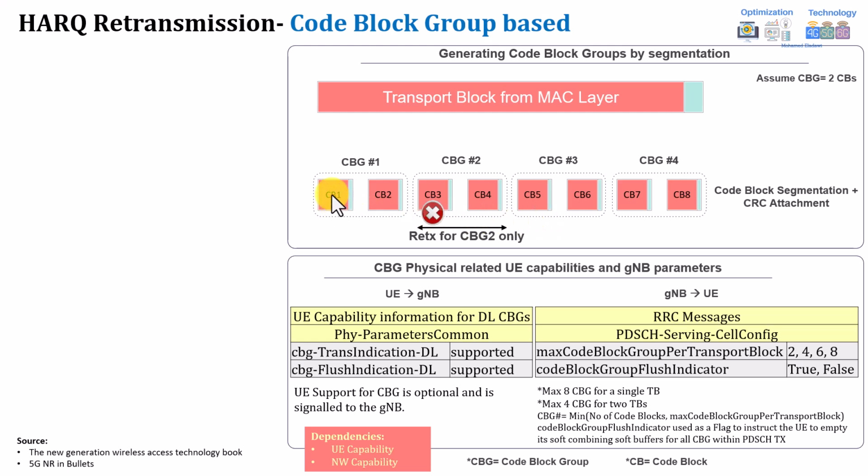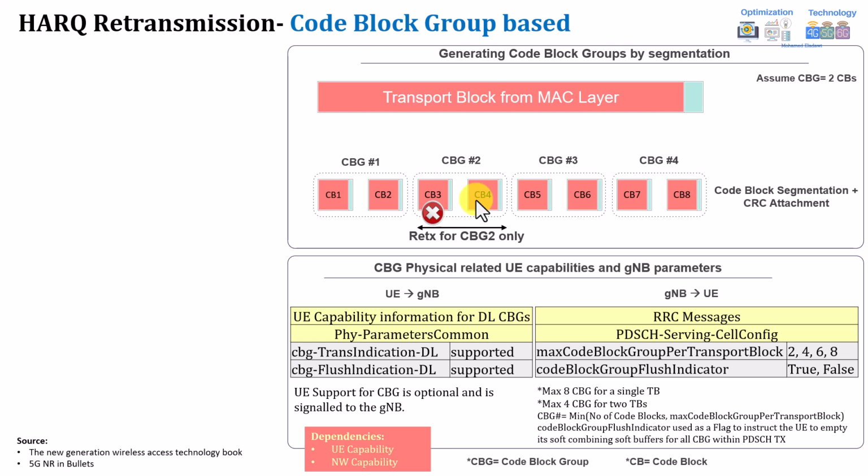In this case, for example, code block group 1 was fine, no errors. Same for 3 and 4. Only code block group 2 has one of them within it. Code block 3 was suffering from some errors, so it was detected by the receiver. So the receiver will only request a retransmission for this one, code block group 2. In this case, it sends acknowledgement for the others and a non-acknowledgement only for that part. So only that one is retransmitted.